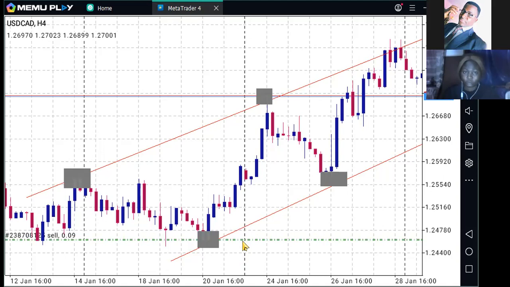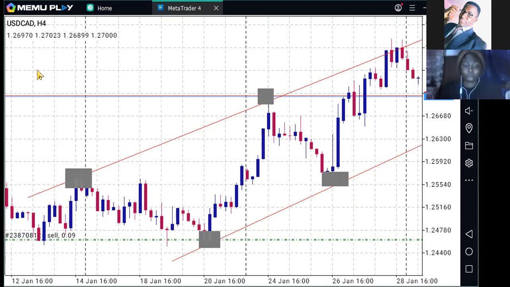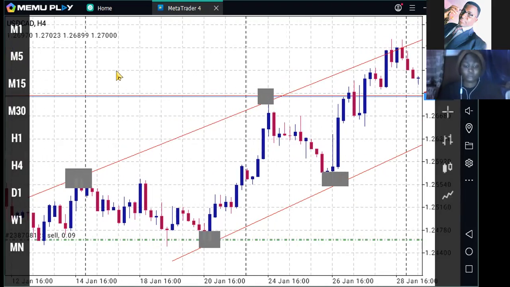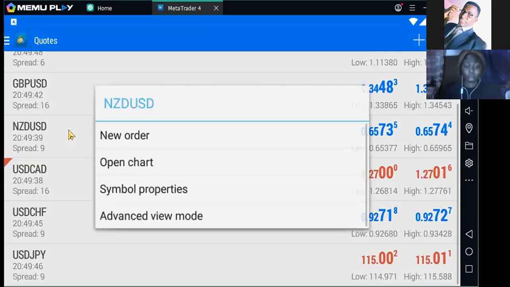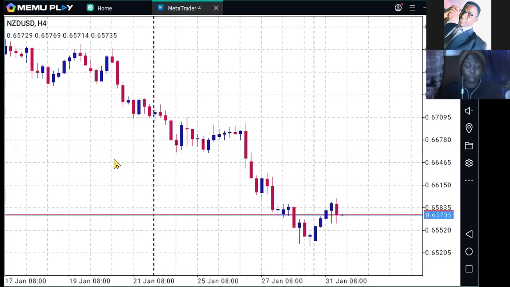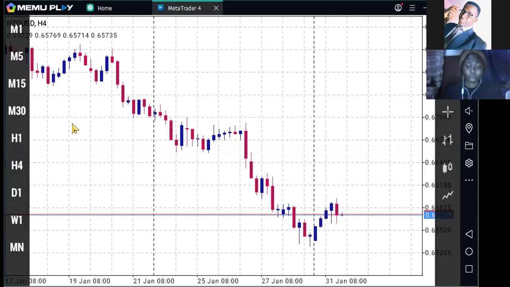I'm not even going into today's topic, so it's something we treated last time. I'm still trying to revisit. So how do we draw a trend line? Let me pick another pair of interest. All right, we have NZD-USD. I think we have not done anything here.